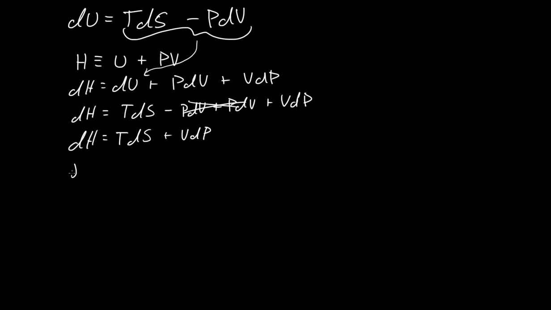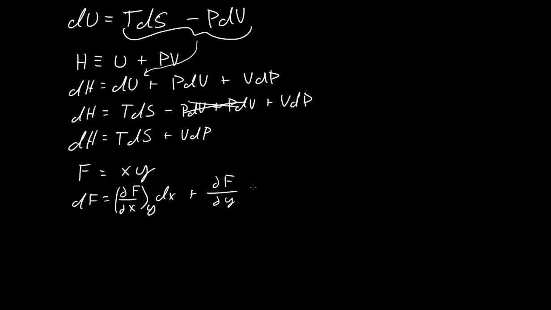Maxwell equations. So if we had a function f of x, y, then df would equal the partial of f with respect to x, holding y constant, dx, plus the partial of f with respect to y, holding x constant, dy.